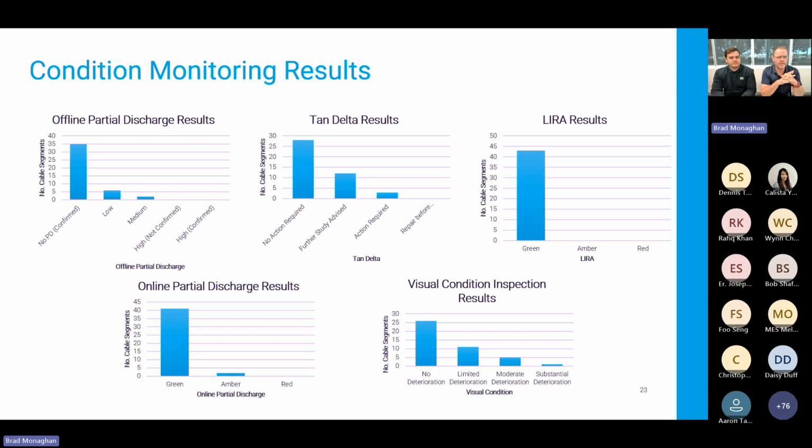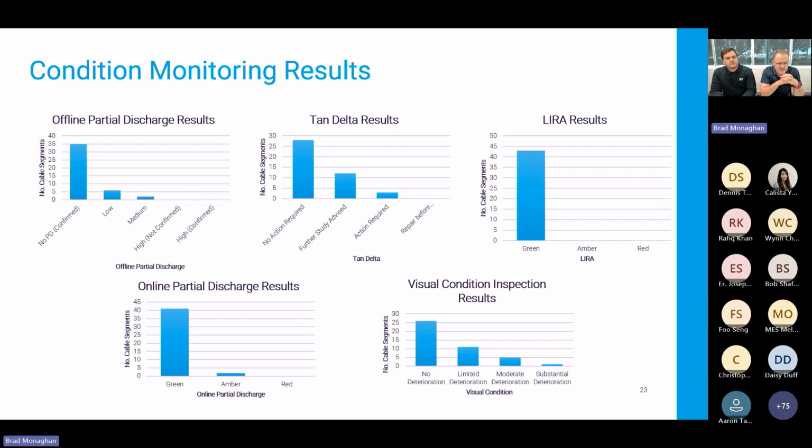And then overall the cables, once we had all the test results, this is since 2016, we've put them all into these 5 sets of condition monitor results that go into the CBRM model. So you can see on the top left there, offline PD results, most of them had no PD. A couple had low and a very small amount had medium in terms of its level.